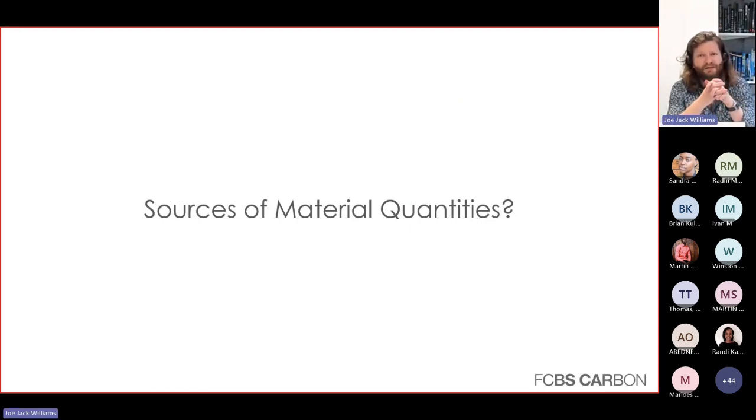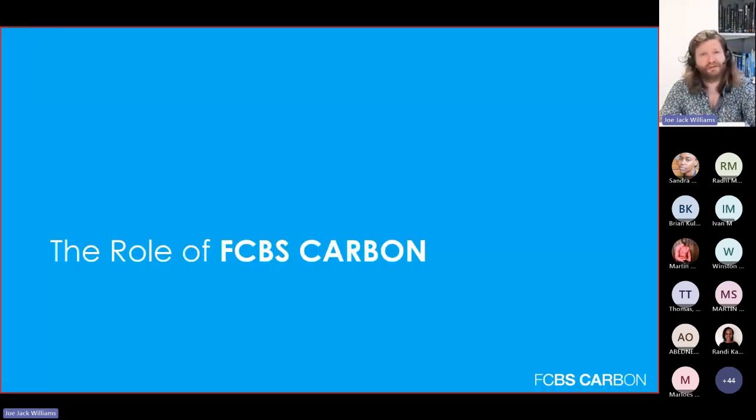So not so simple. I sort of glossed over it and said, you can get it from a model or a CAD drawing or whatever else you've got. Well, that's fine if you've got one, but this is really where FCBS Carbon comes in. Some of the biggest savings we can make in carbon, bear in mind we made a carbon tool not to record carbon, but to help people reduce carbon. And I think it's a really important thing.